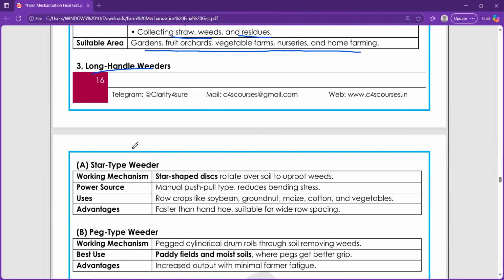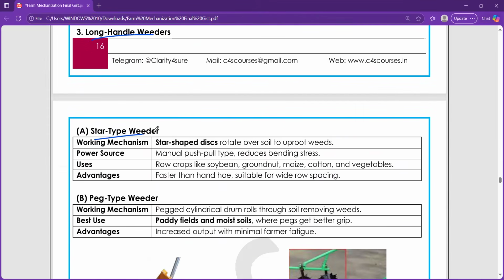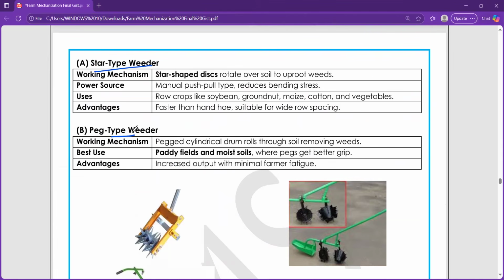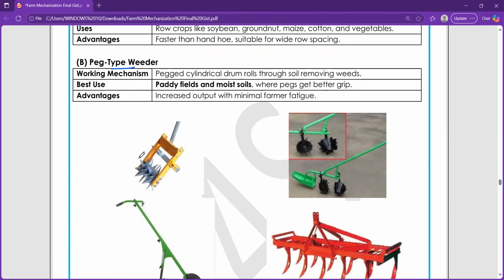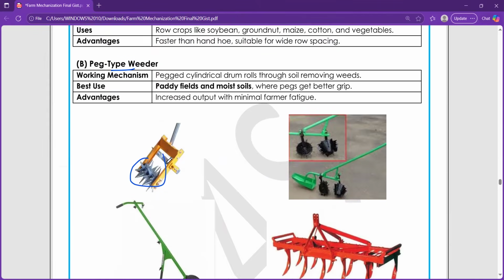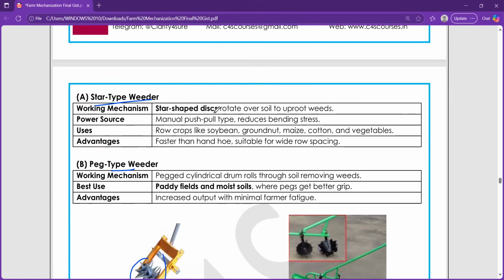Next, we have long handle weeders. There are different types of long handle weeders. We have star type weeders and peg type weeders. The star type weeders, as you can see in the image, have star type wheels. These are generally discs which rotate over the soil to uproot the weeds. The power source is manual push or pull type, and it reduces the bending stress.